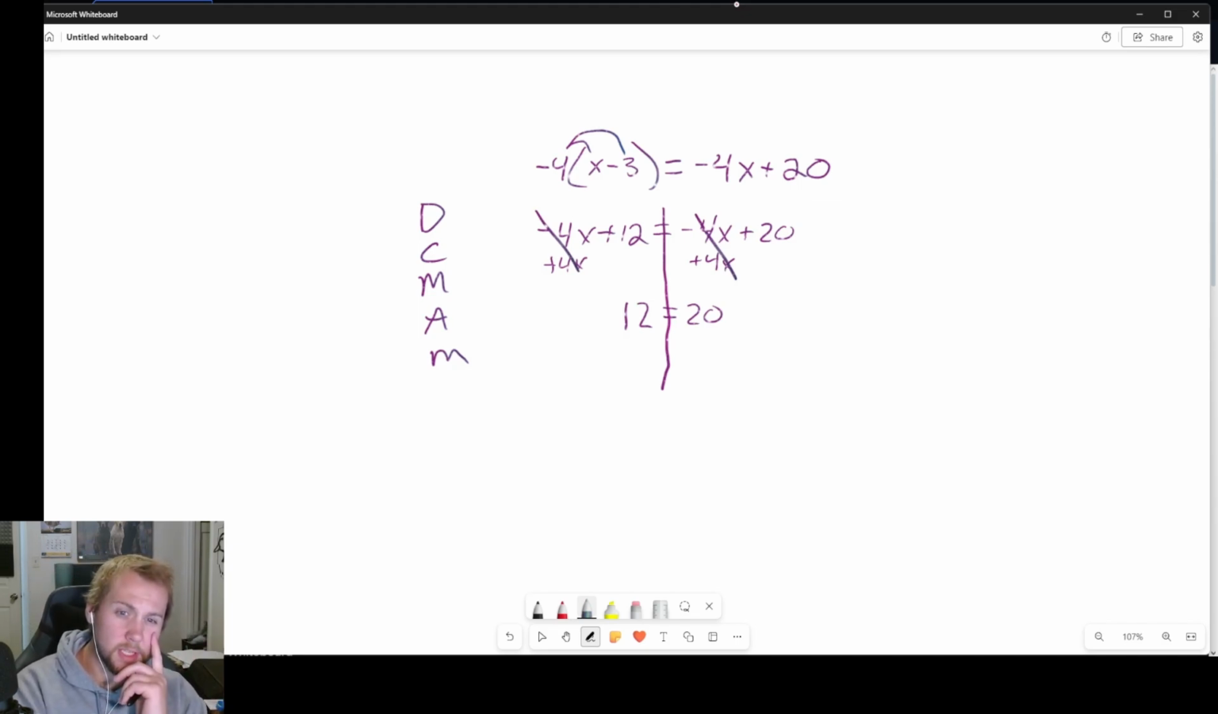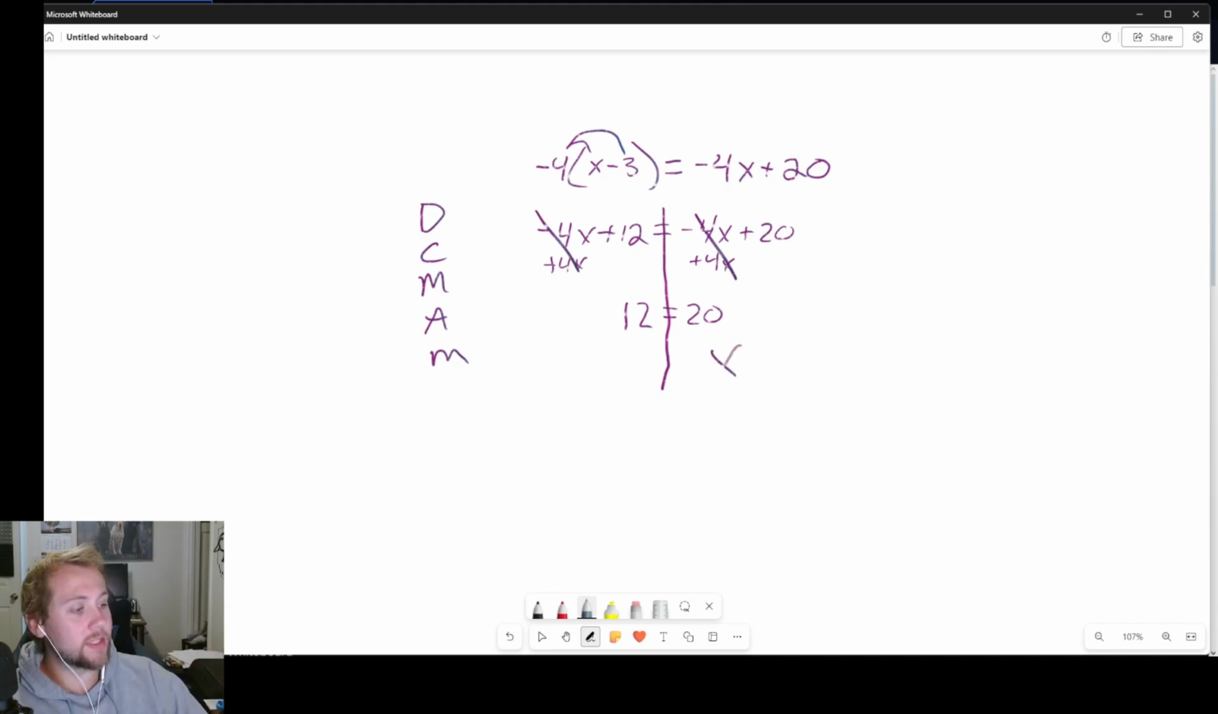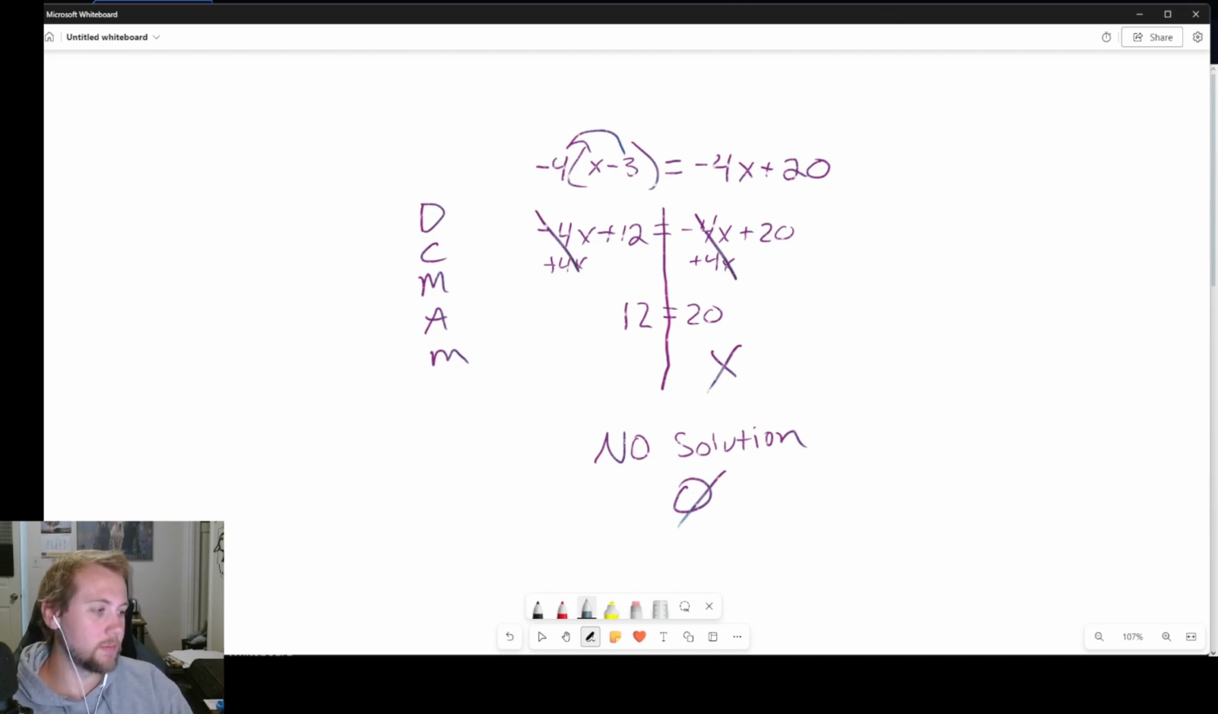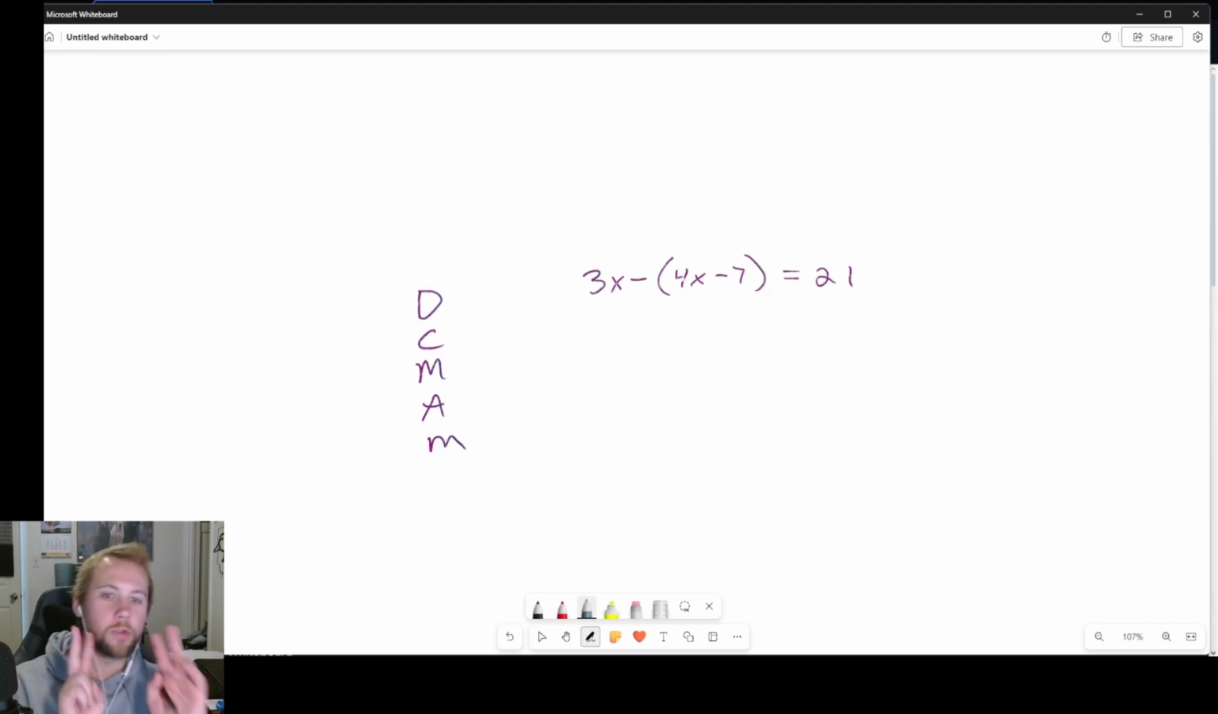Now we ask ourselves again, because our variables canceled out, okay, is 12 the same thing as 20? No. Since that's not correct, that's going to give us a no solution answer. Most of the time they'll want you to write no solution. That symbol, 0 with a line through it, works as well. Now that's not 0. That's no solution. Make sure you know that. Let's look at our next type of problem. 2 more problems, folks. We're killing it.